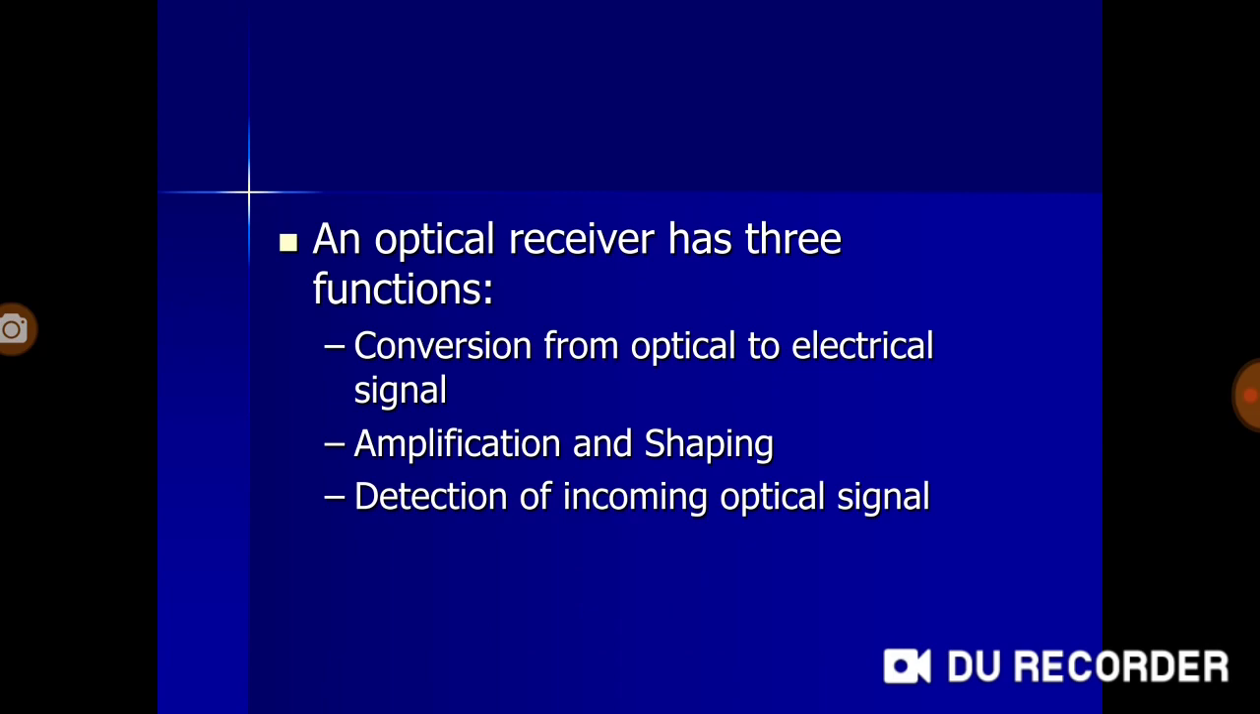Basically, it has to detect the incoming optical signal, then convert the optical into electrical equivalent, and that electrical signal should be amplified and shaped so that reconstruction is possible. So the basic function is being given as what the optical receiver needs to do.